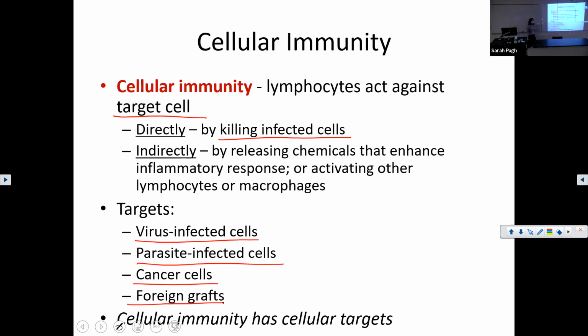Okay, so they're not going after free-floating bacteria. They're going after a body cell that's been infected by a bacteria or infected by a virus or has gone awry and become cancerous. Okay, do you see the difference between what B cells are doing and what T cells are doing? B cells make antibodies that float through your fluid and find anything that's floating around that doesn't belong. T cells go after infected body cells. So this is why we say they provide us with cellular immunity. Cellular immunity has cellular targets.